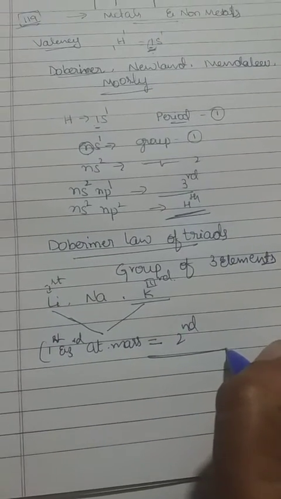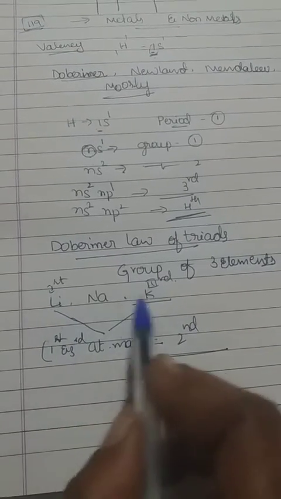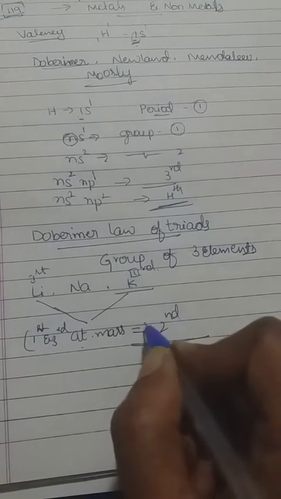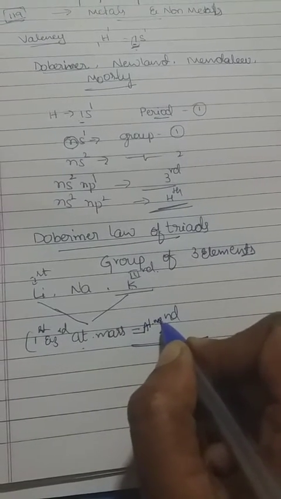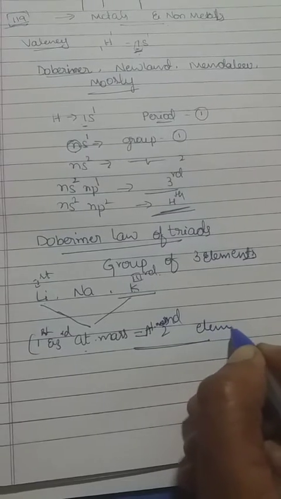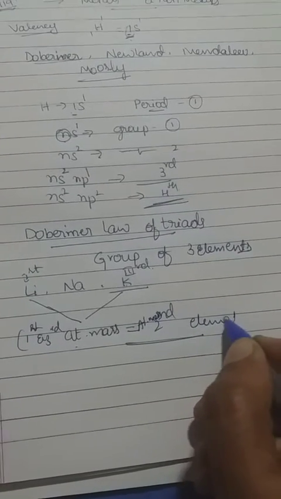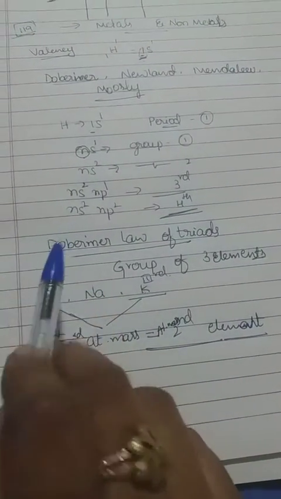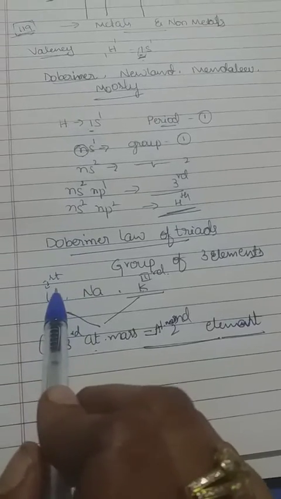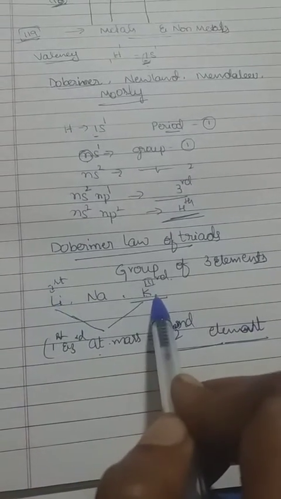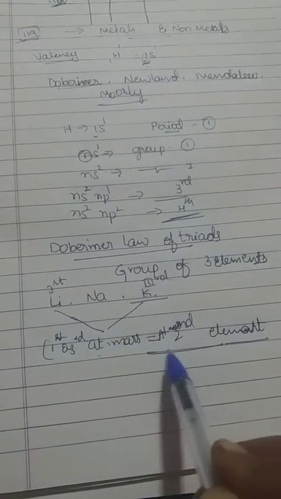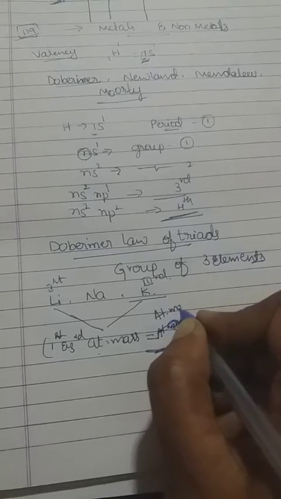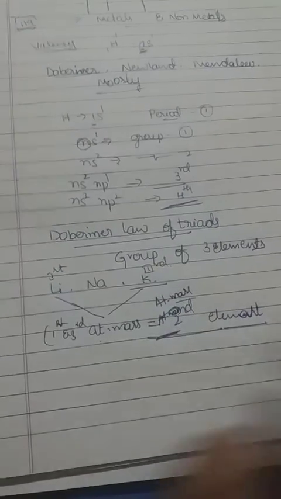Keep in mind, the average mass of the first and the third element is approximately equal to the atomic mass of the second element. So this is the Dobereiner law of triads. Once again, the average atomic mass of the first and the third element is approximately equal to the atomic mass of the second element. Approximately, not exactly. So let us check that.